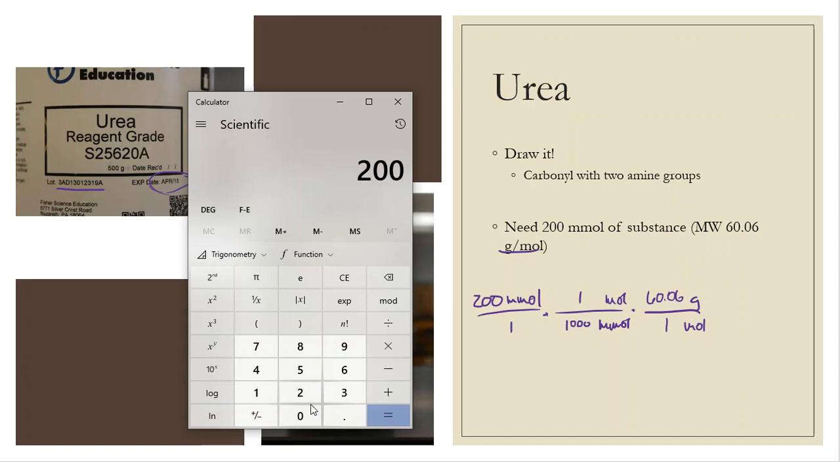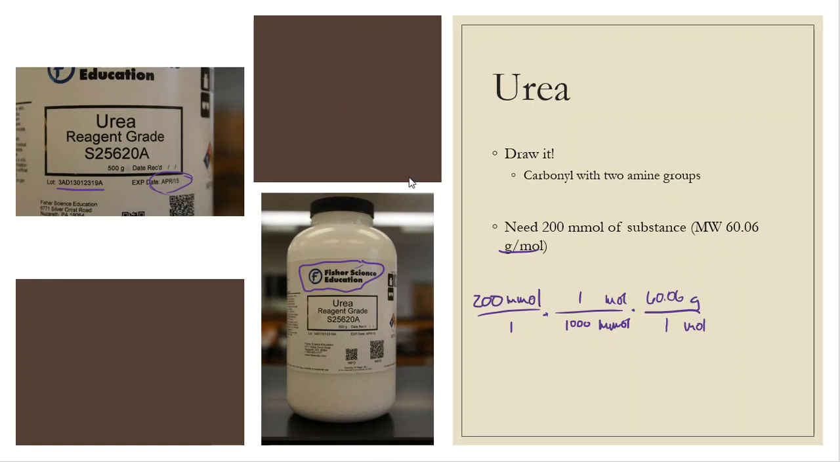All right, so 200 divided by 1,000, and then we're going to multiply by 60.06, and this is going to give me around 12 grams. So this gives me a target value. I need to be something close to that. I just need to make sure that I write down the actual amount that we do decide to use in this experiment. So there's the dimensional analysis for urea, how we calculated the 200 millimolar amount that we needed to use, as well as the label information too.